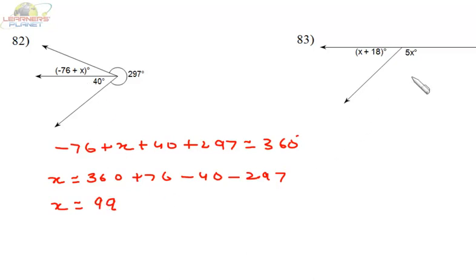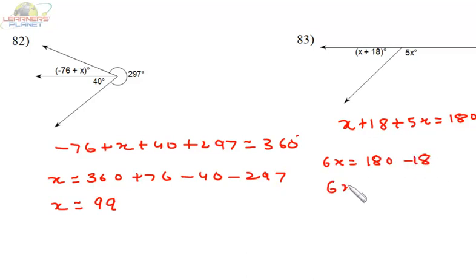Okay, similarly we can see over here, both of them are adjacent angles, and we can say they are a linear pair. Okay, so the sum of both of them will be 180 degree. So x plus 18 plus 5x is 180. That means 6x is equal to 180 minus 18. That means 6x is equal to 162. That means x is equal to 162 by 6. Okay, quite simple.